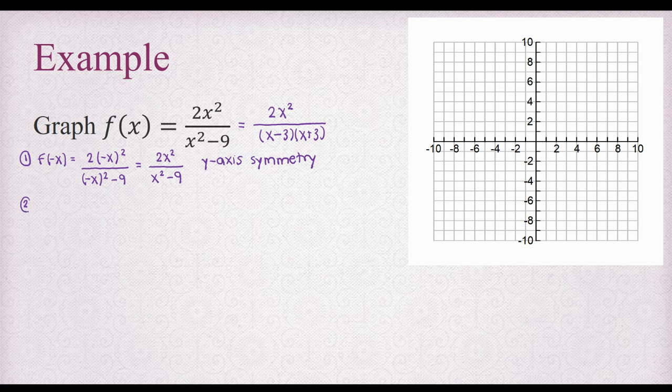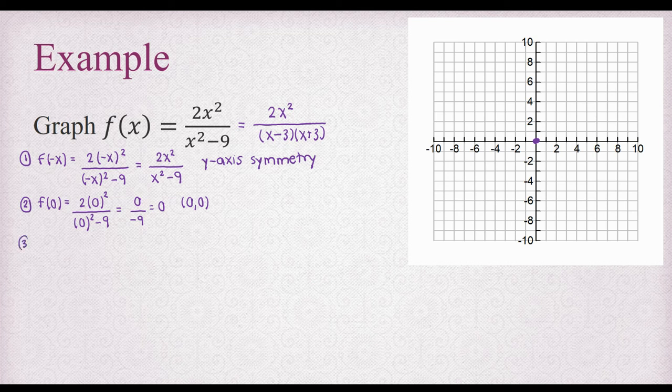All right, moving on to the second step, we are going to find the y-intercept. To do that, we are going to substitute in 0 for x. So we'll have 2 times 0 squared divided by 0 squared minus 9. Well, the numerator will turn into 0. The denominator will be negative 9. That will still get me 0. So it looks like my y-intercept is at (0, 0). So I can plot that point.